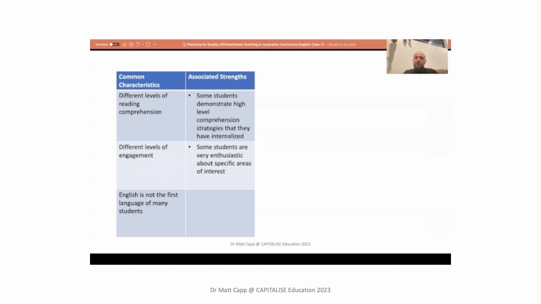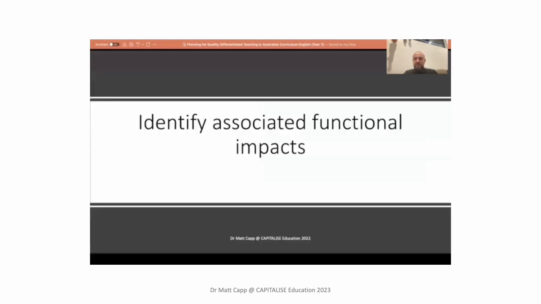So for those kids with different levels of reading comprehension, some students demonstrate really high levels of comprehension strategies that they've internalized. So they've got those lifelong learning skills. In terms of different levels of engagement, some students are really enthusiastic about specific areas of interest. In relation to English as a second language, I couldn't think of any associated strengths, but it's really important to start with those strengths, because if we always focus on the negativity, there's a tendency to spiral into a negative mindset. So once we've identified those common characteristics and associated strengths, we then need to think about what are the potential functional impacts of those common characteristics.